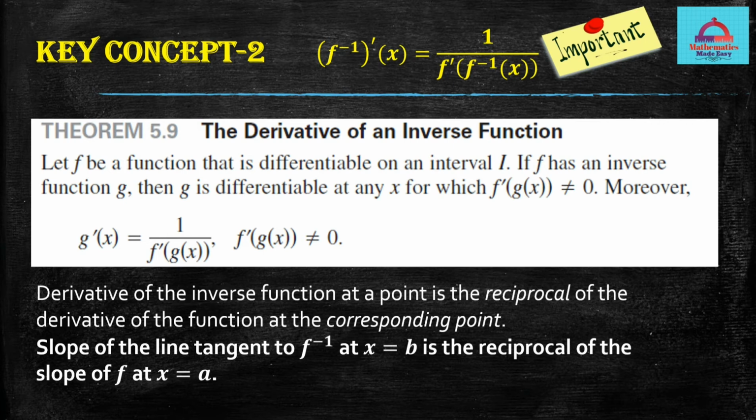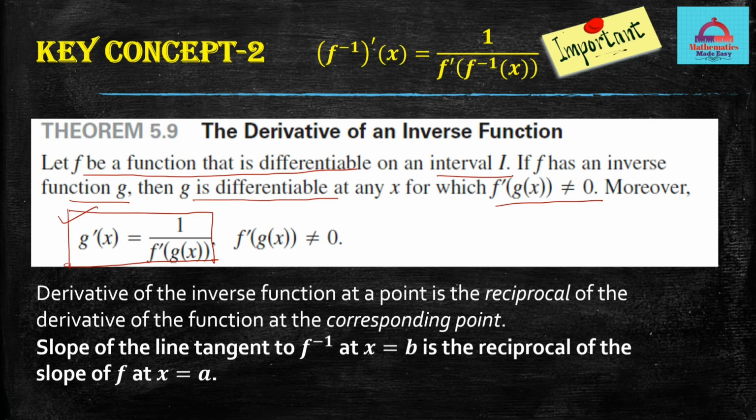Let's try and understand. If f is a function that is differentiable on an interval I and it has an inverse function g, then g is said to be differentiable at any x for which f prime of g(x) is not equal to 0. So this function, which is giving you the derivative of the inverse, g prime, has to be well defined so that the denominator is non-zero, and then g prime of x, or the derivative of the inverse function, is equal to the reciprocal of the derivative of f at the point g(x).